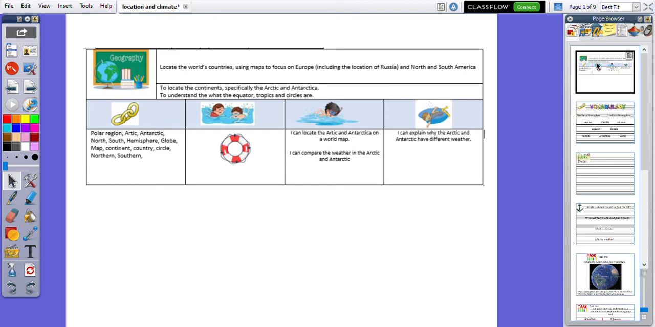Hi everyone, so this is our Encompass lesson for week 17. So we are going to be focusing on where the location of the Arctic and Antarctic are, where we could find them on the globe, where we might be able to find them on a map, and what the weather and the climate are like in Antarctica and the Arctic as well.